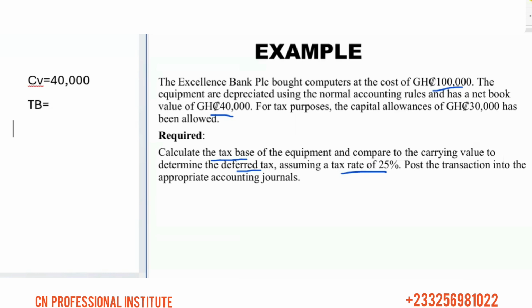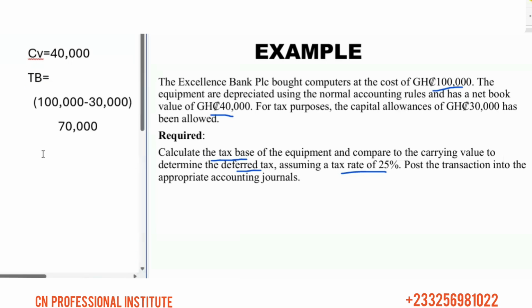Tax base will be cost, 100,000, minus capital allowance. What's the capital allowance? 30,000. So that's it. So we are going to have how much? 70,000. So here we have the current value, CV, to be 40,000, and then the TB, the tax base, to be equal to what?